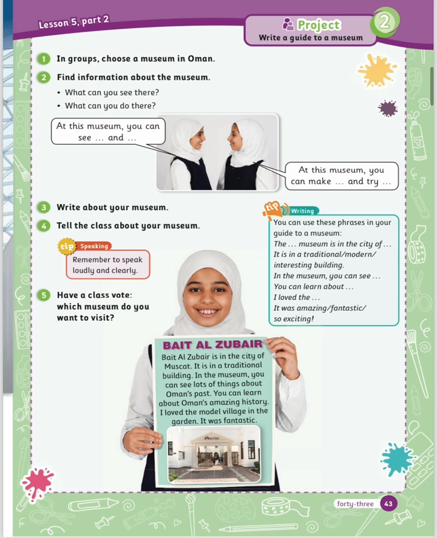Lesson 5, Part 2. Exercise number 1. In groups, choose a museum in Oman, like the one that we read about on the last page. Exercise number 2. Find information about the museum. For example, what can you see there? What can you do there?